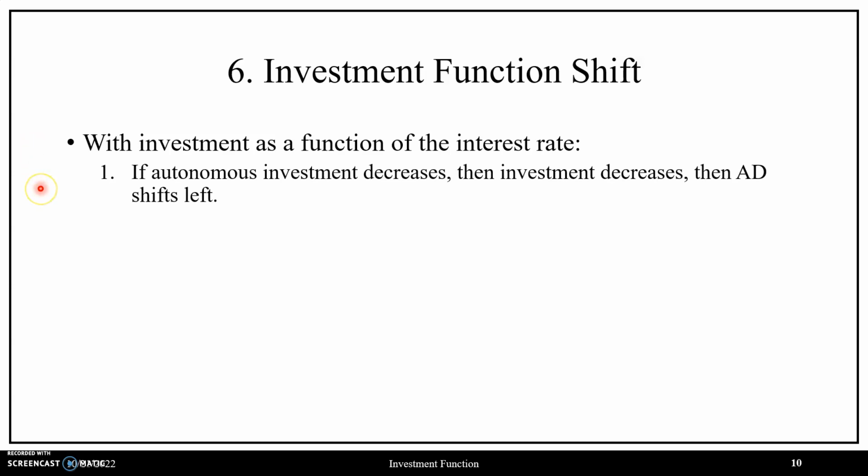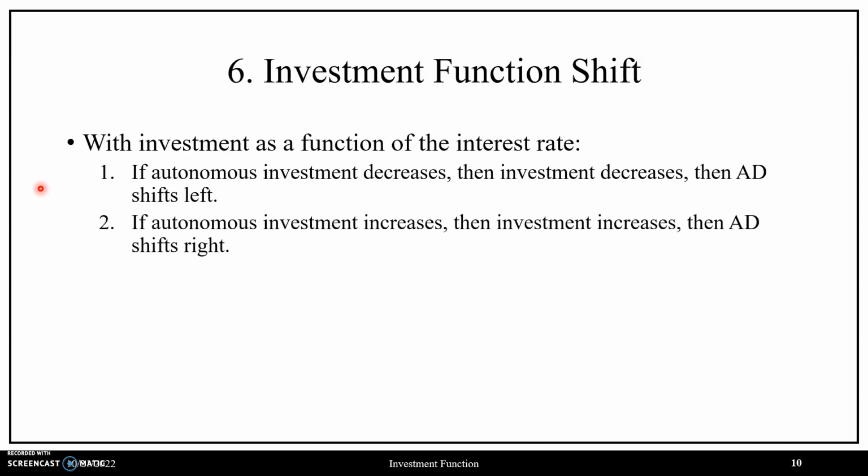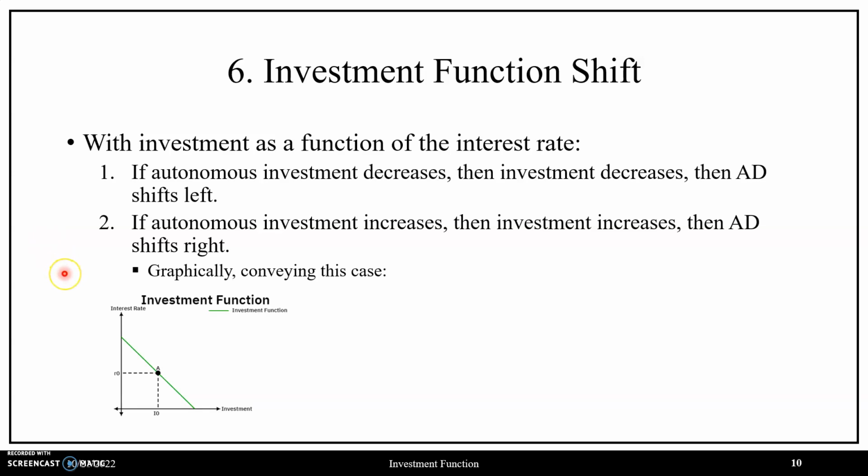If autonomous investment were to decrease due to a decrease in expectation on future sales or due to a reduction in innovations, this would correspond to a decrease in investment, which would correspond to a leftward shift in aggregate demand. Whereas if autonomous investment were to increase due to an increase in expectation on future sales or an increase in innovations, then investment would increase, and this would lead to a rightward shift of the aggregate demand curve as well.